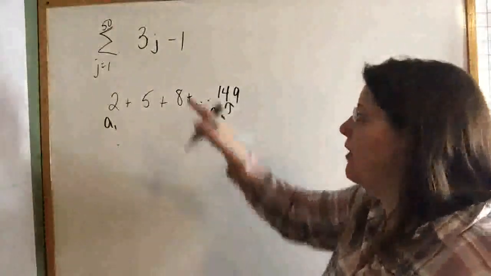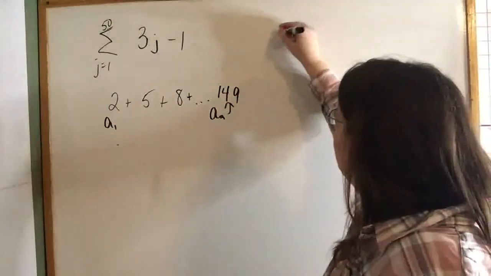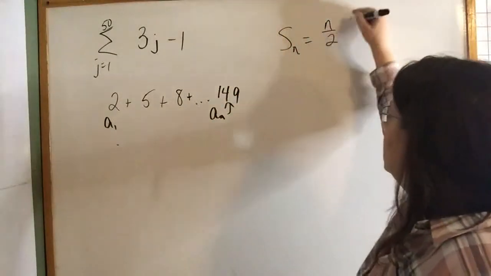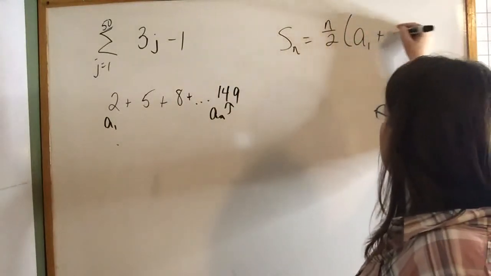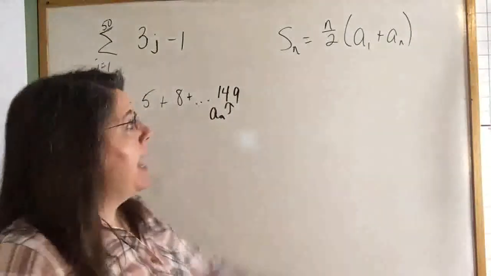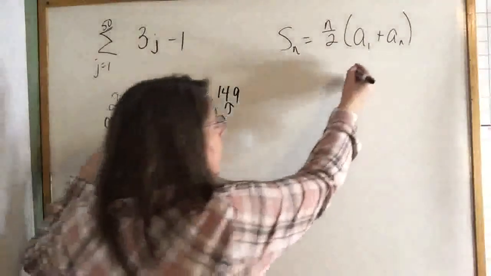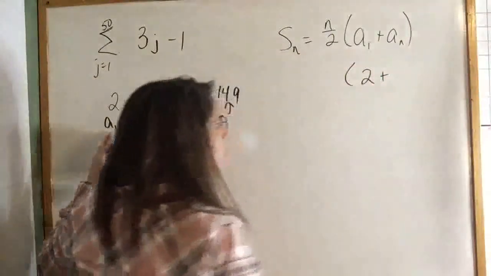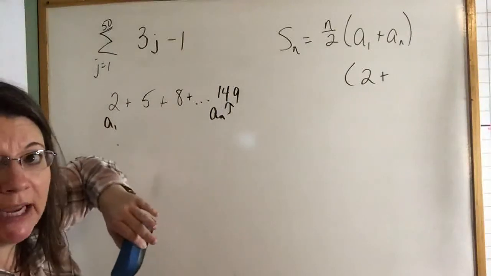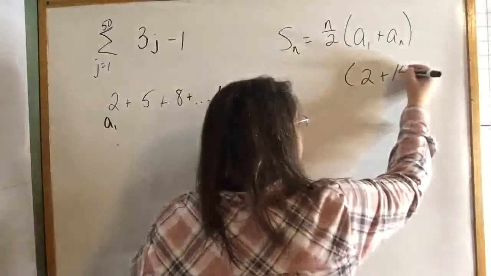So the sum of all the numbers, when I plug them in from 1 to 50, I can use the formula S sub n equals n over 2 times a sub 1 plus a sub n. And look at what I've already found. I know a sub 1 is 2. So if I plug in a sub 1 is 2, I know a sub n, the number I get when I plug the last term in, is 149. So a sub n is 149.